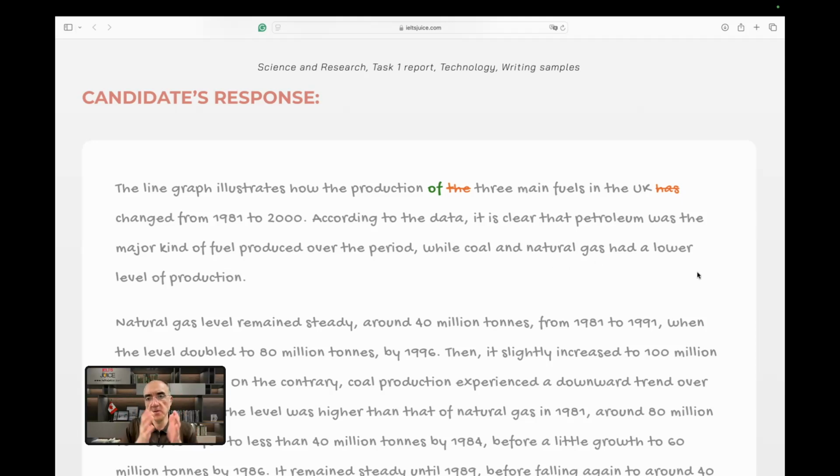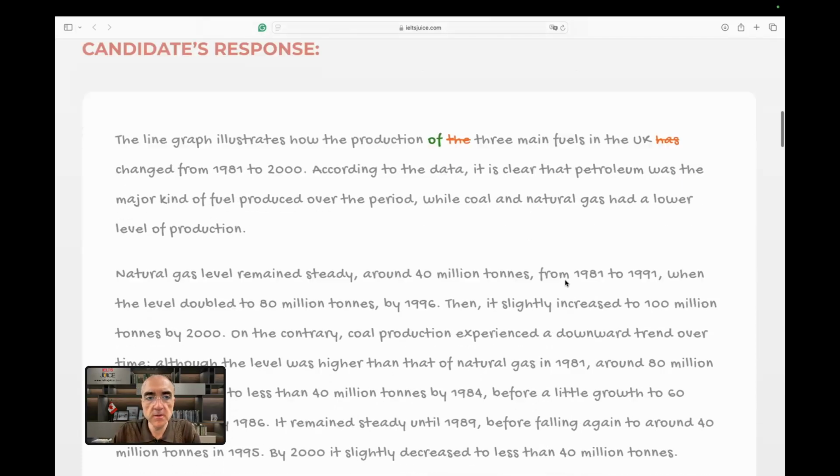Okay, so we have this organization. We're going to talk about petroleum, which is the major one. We're going to devote a paragraph to it. And then we're going to have another paragraph, and in the second paragraph, we're going to compare coal and natural gas. Coal comes first and then natural gas. All right, let's continue.